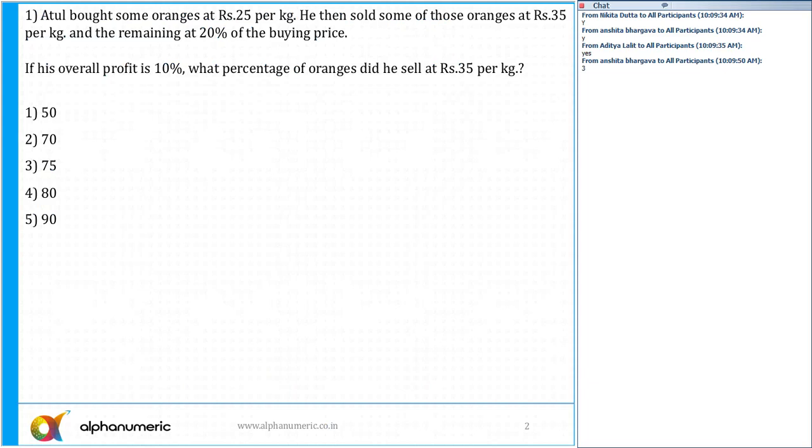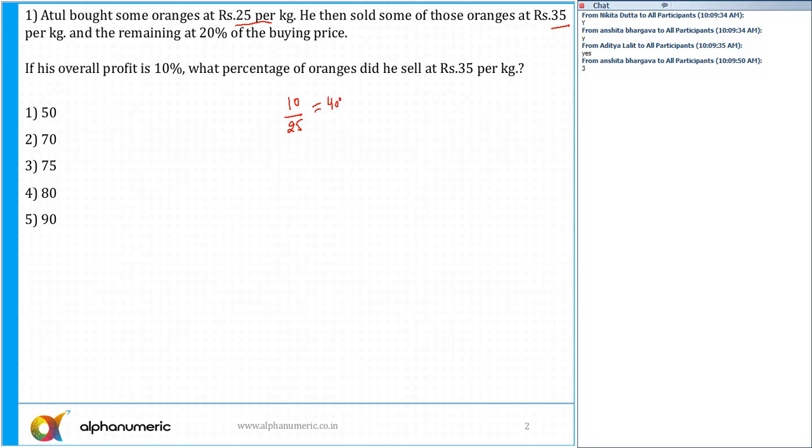It says Atul bought some oranges at rupees 25 per kg. He then sold some of the oranges at rupees 35 per kg. So he bought a certain quantity at 25 rupees per kg and then sold them at 35 rupees per kg. So there are two parts. For the first part, what is the profit? Cost price is 25, selling price is 35. So the profit in that case is going to be equal to 10 by 25, which comes out to be 40%.